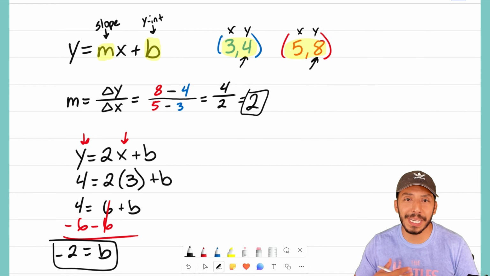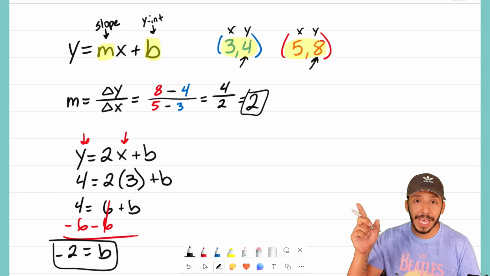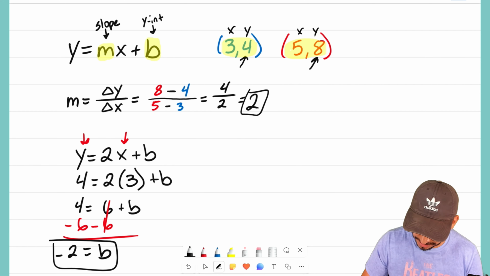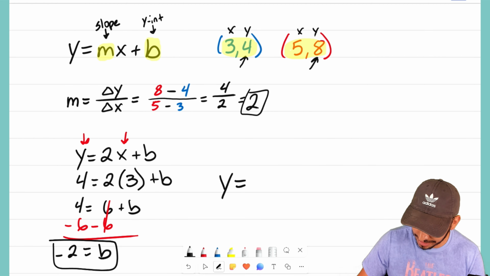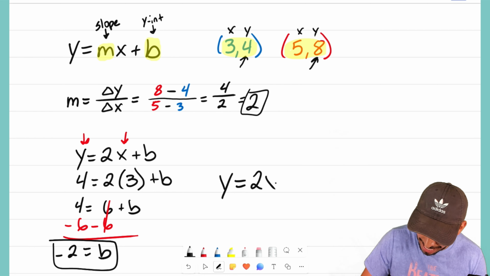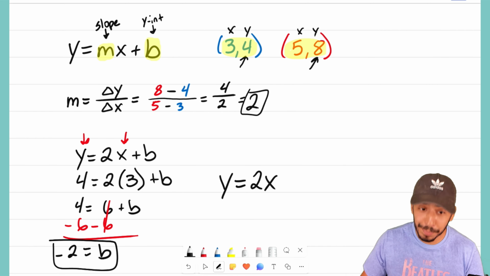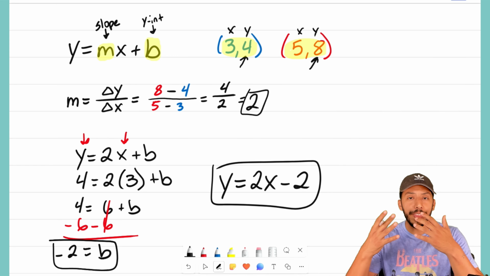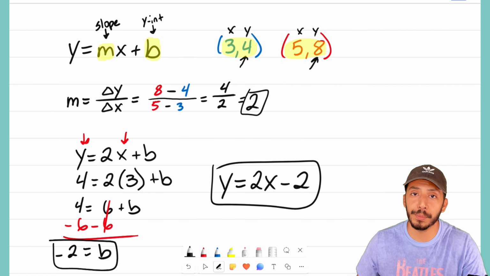So look what I was able to do there. I was able to find the slope and the starting point just by knowing 2 points of this line. And I now think I can write the final equation. y is going to equal mx plus b, but m is 2, and b is negative 2. This is how you find the equation of a line when you're given 2 different points.